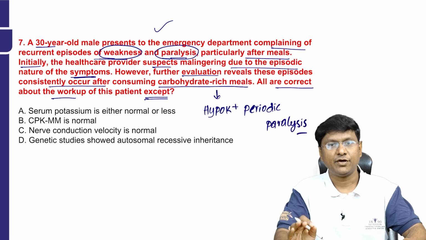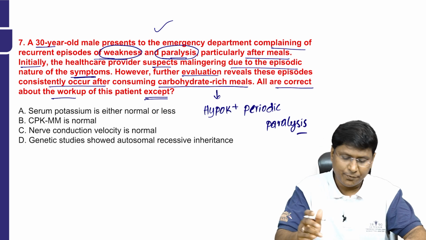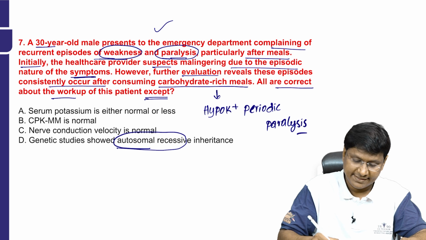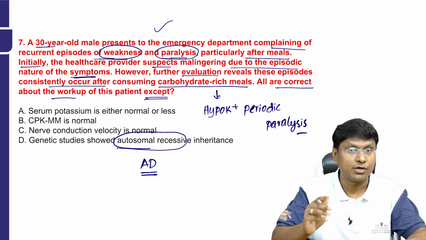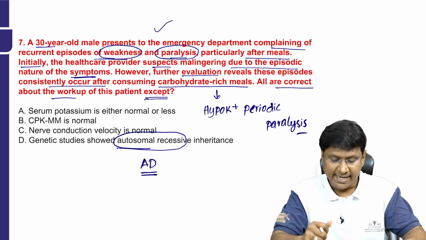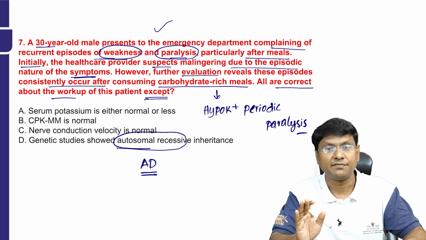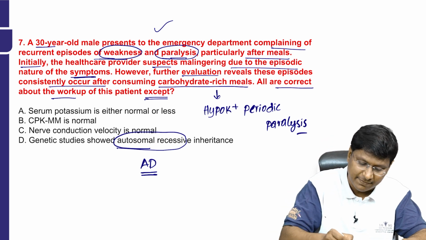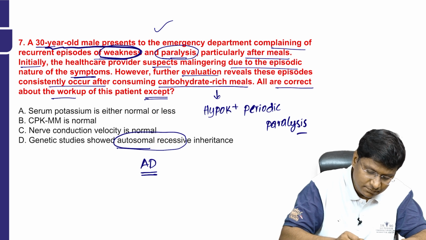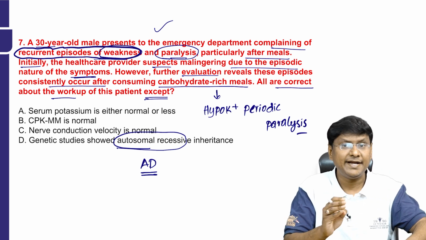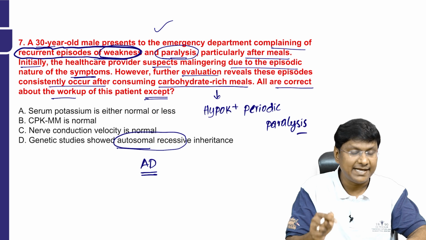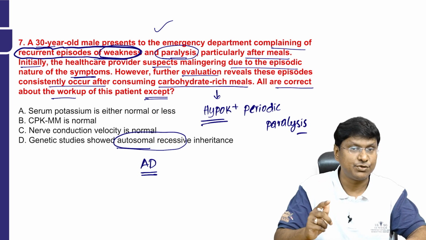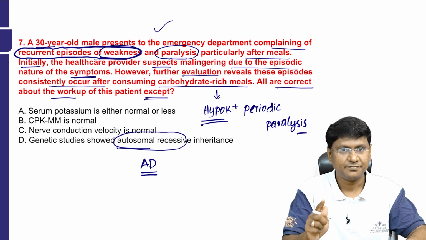Hypokalemic periodic paralysis will not have autosomal recessive inheritance. The type of inheritance you will have is autosomal dominant. Hypokalemic periodic paralysis is one of the rare neuromuscular disorders characterized by recurrent episodes of muscle weakness as well as paralysis. Paralysis and recurrent episodes of weakness are suggestive of hypokalemia, right?